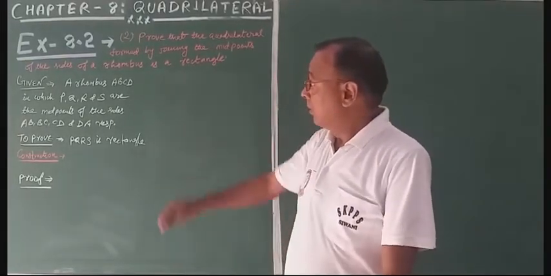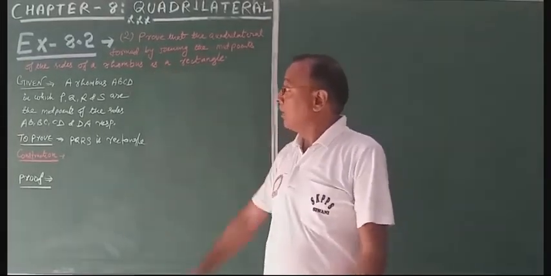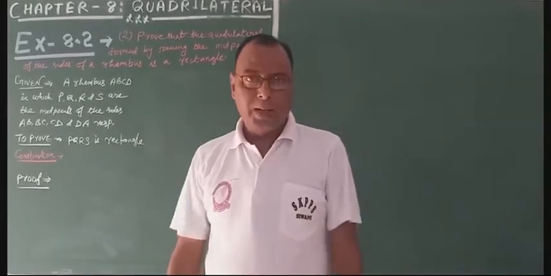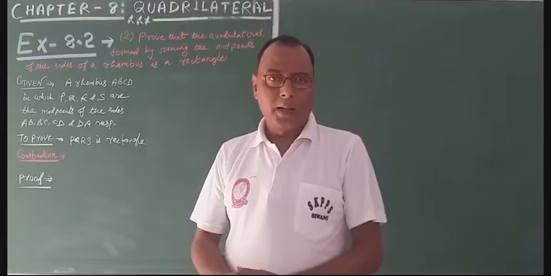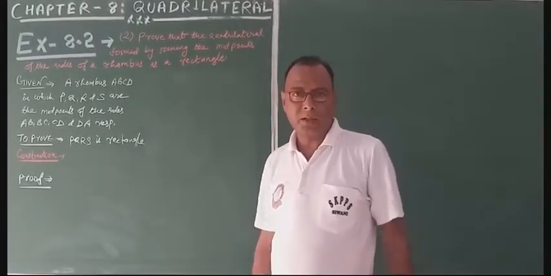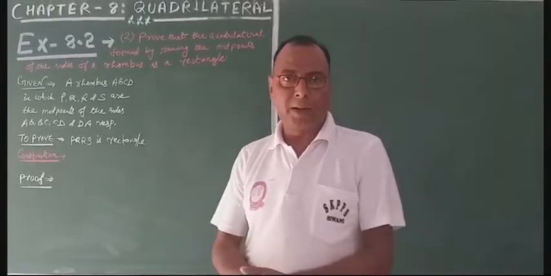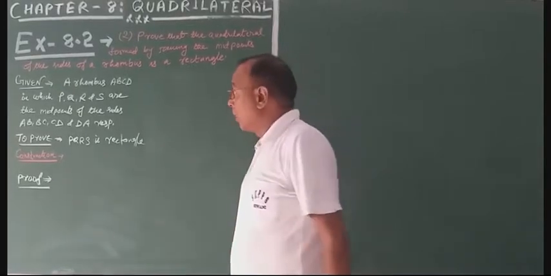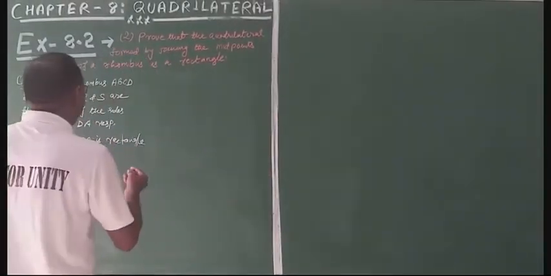So today I am taking some problems based on the midpoint theorem in a triangle. This is question number 2 of exercise 8.2. The question is: prove that the quadrilateral formed by joining the midpoints of the sides of any rhombus is a rectangle. What are you given? You are given a rhombus.